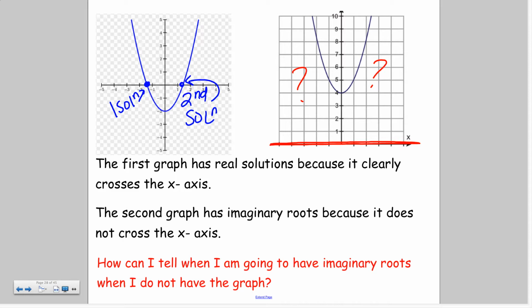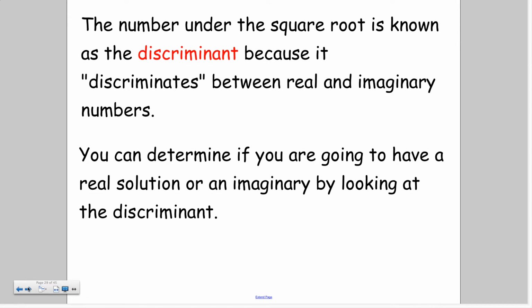Alright, what if I'm not given the graph and I need to know if I can actually plug it into my calculator? Because I can't plug in a square root of a negative in my calculator. It gives me an error. To figure that out, I'm looking at the discriminant. The discriminant is the number under the square root. It's called that because it discriminates between real and imaginary numbers. Now the key here is it's the number under the square root. I don't include the square root itself when I'm finding it.